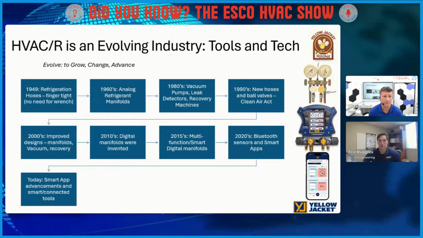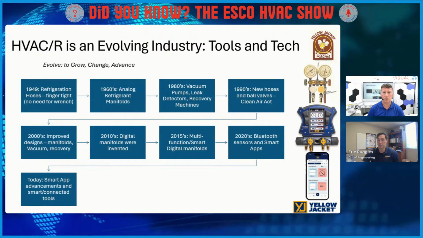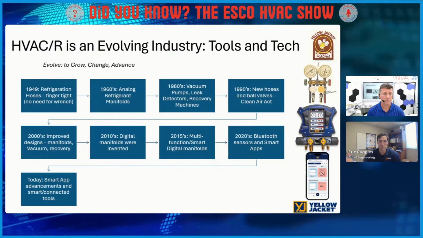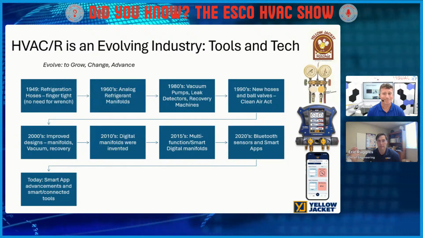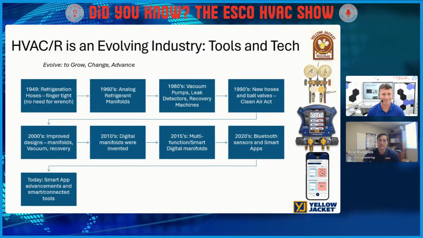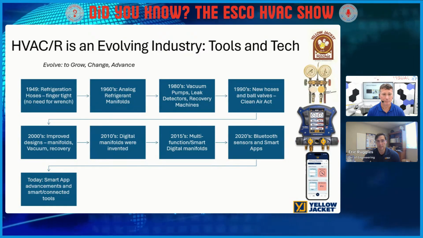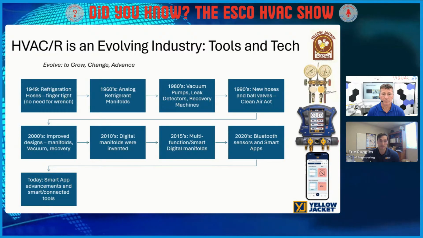Yeah, that's it. Quickly moving on, a little history of Yellow Jacket itself: we invented refrigeration hoses that you could just finger tighten back in the 1940s, 1950s, and moved on to analog gauges, vacuum pumps, etc. Back in 2010, we came out with the first digital manifold.